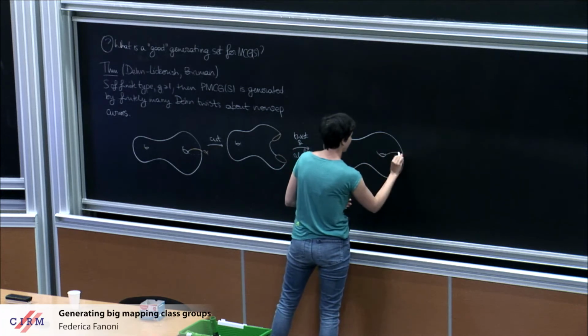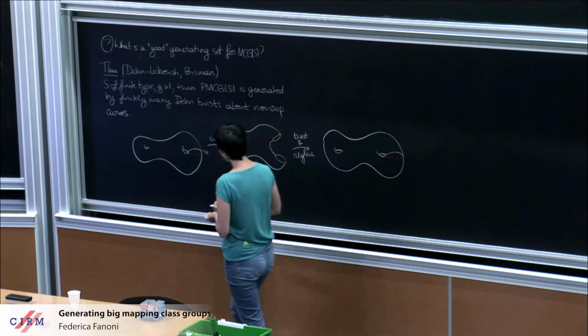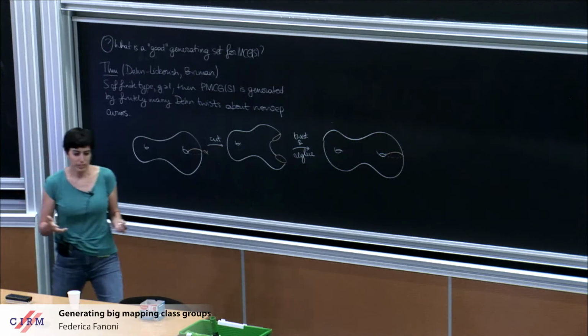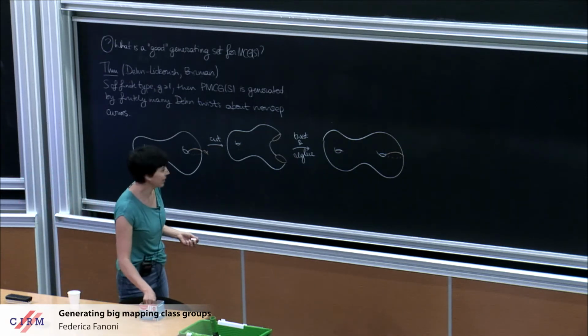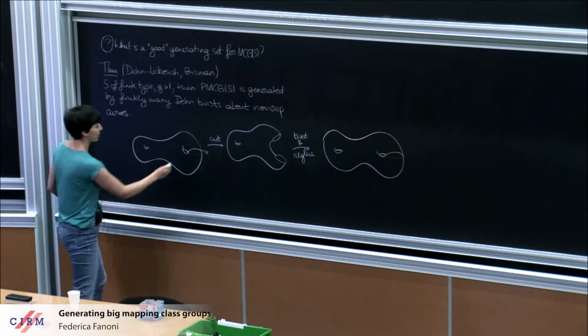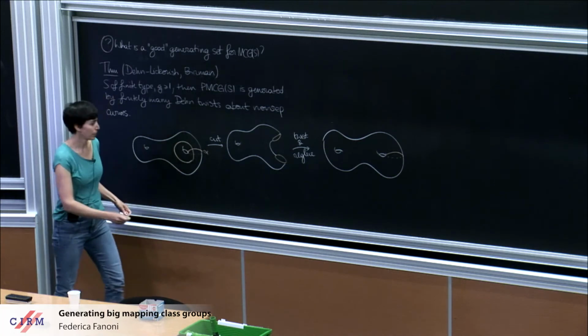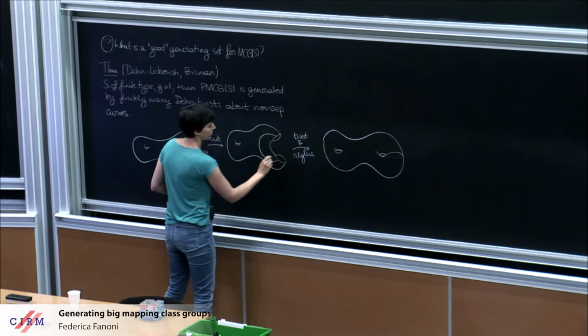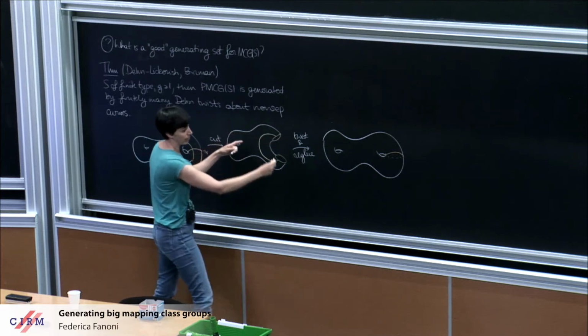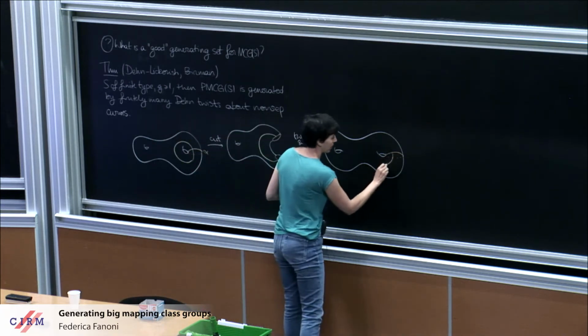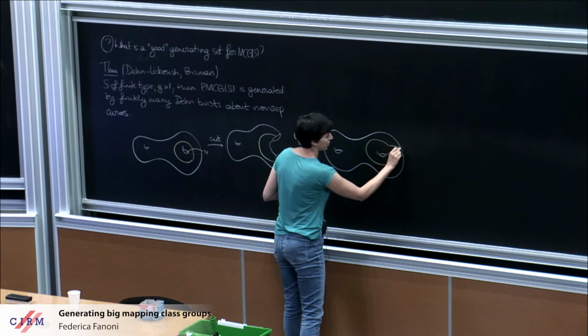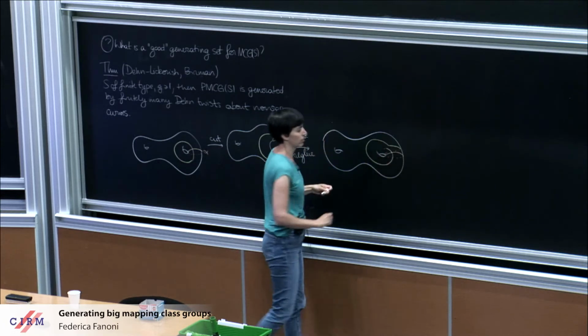Of course, now it doesn't seem like anything has happened. So to see what happened, as we've already seen, it's good to look at what happens to a curve that intersects it. This is going to be cut up into something like this, and now I twist around it. So what's going to happen? I do this, then I go around my curve once, and then I go back.